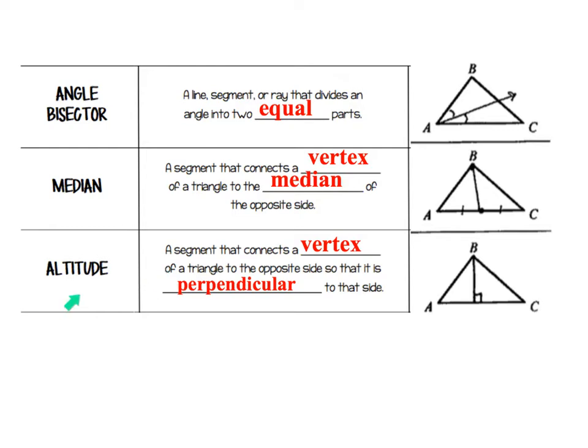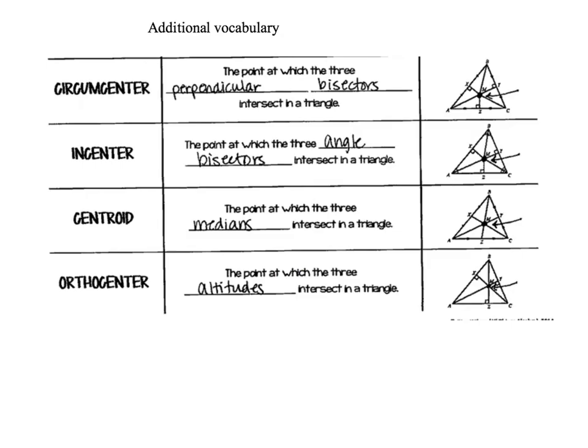Altitude. We're used to hearing altitude as the height. A segment that connects the vertex perpendicular to the opposite side. So here is vertex B, drop a perpendicular to the opposite side. Here is some additional vocabulary. You may not hear much, but we definitely want you to hit pause. Go ahead and write in the words and fill in the triangles accordingly.